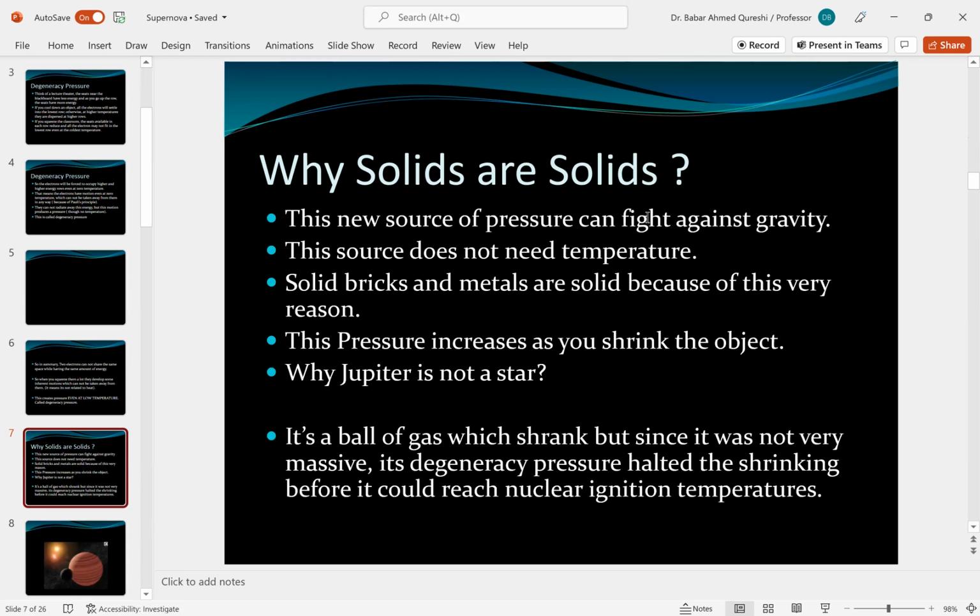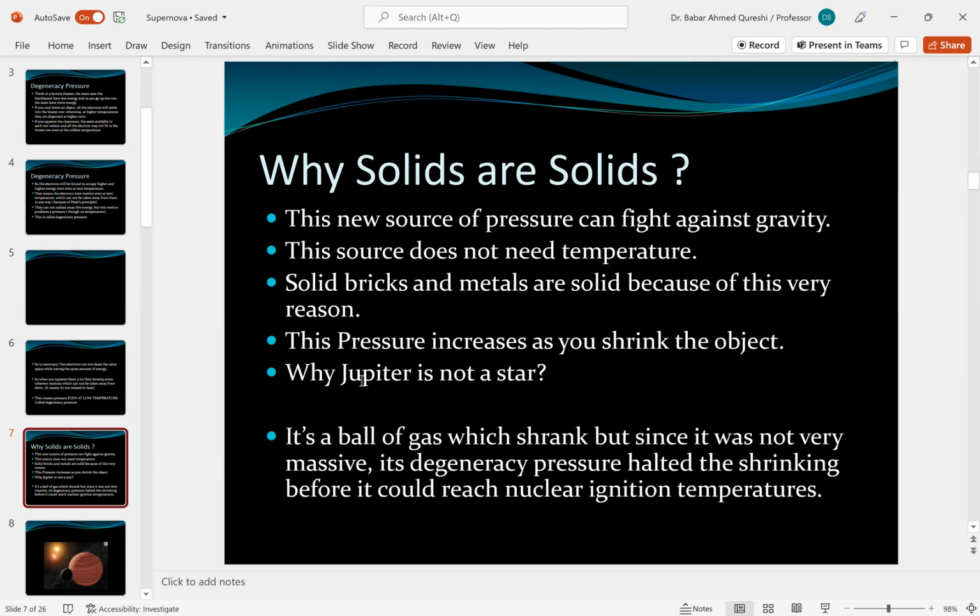This new source of pressure can fight against gravity. This source does not need temperature. Solid bits and metals are solid because of this very reason. That's why our tables are solid. This pressure increases as you shrink the object.